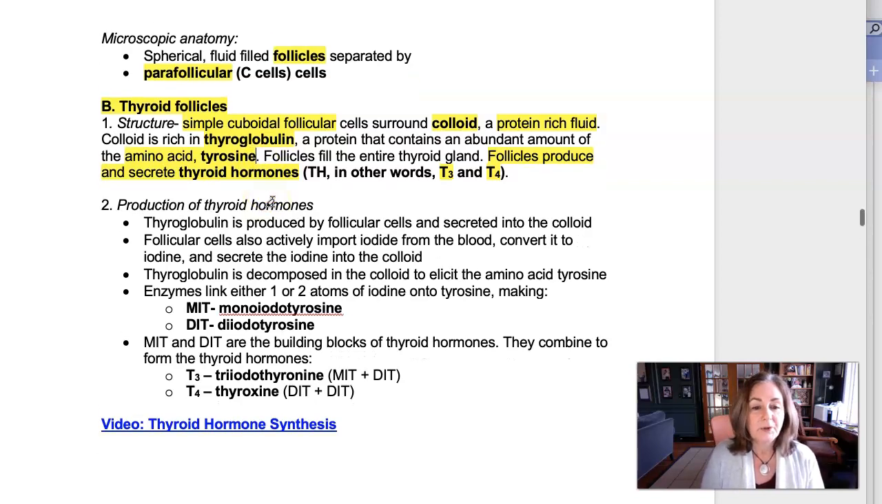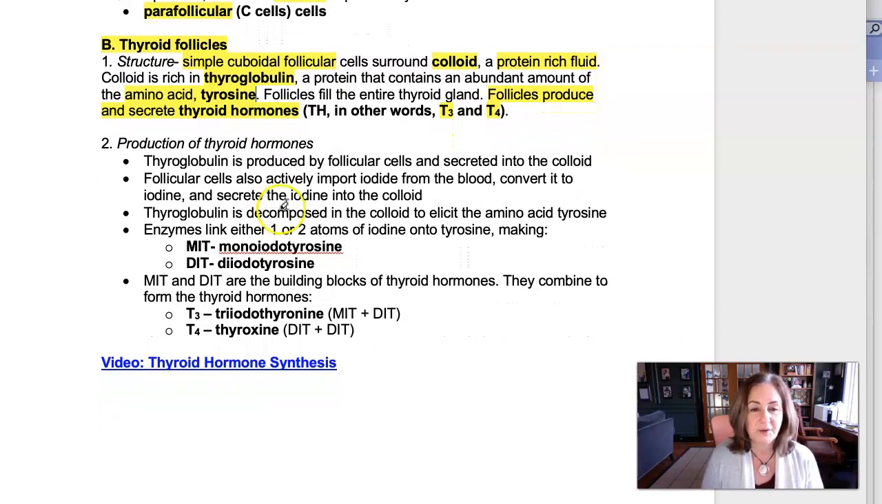And so I'm just going to give you the summary here and then we'll look at a picture. Basically in the colloid, enzymes link either 1 or 2 atoms of iodine onto the tyrosine amino acid. And what that does is it makes building blocks called monoiodotyrosine, MIT, 1 iodine, or if it attaches 2 iodines, that's called diiodotyrosine. Those building blocks are produced in the colloid, and they are then used to assemble the hormones T3 and T4.